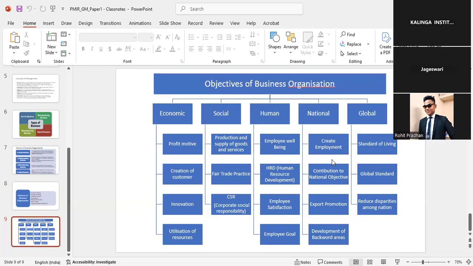Global objective. You are improving the standard of living for your people. That means your country is developed and internationally your society is developed, your country is developed, your globe is developed.